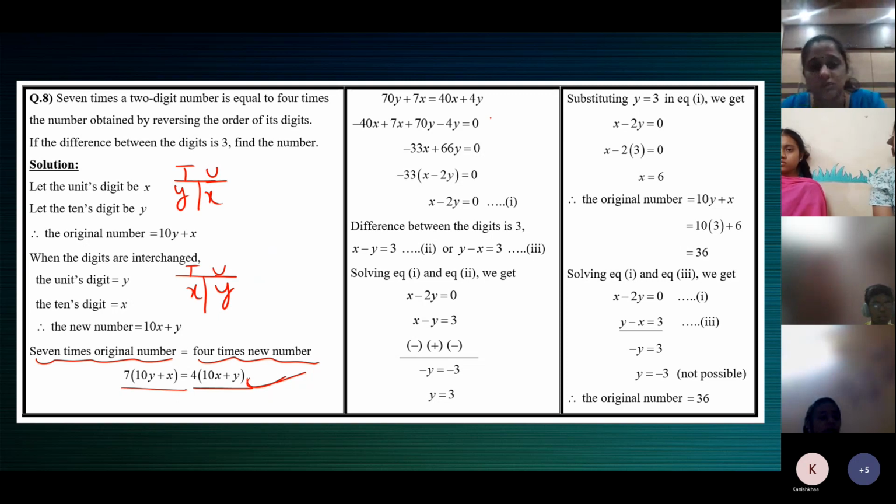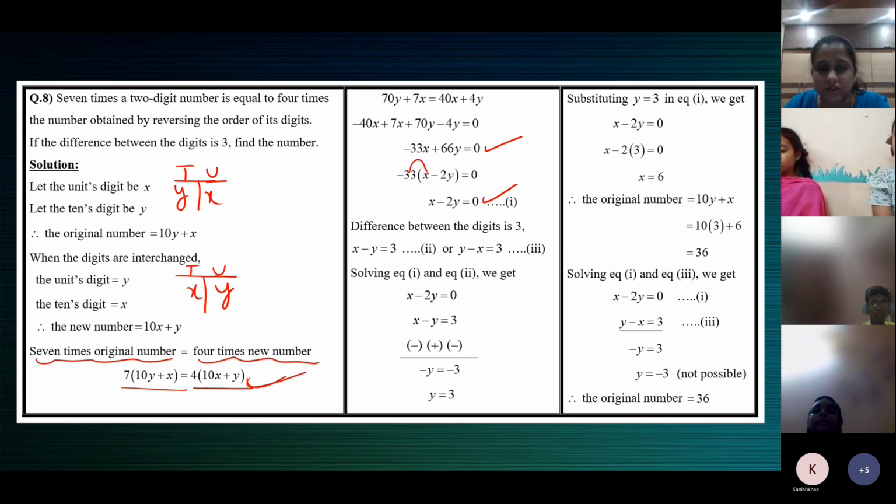So when you open the brackets and work that, you get this equation: x minus 2y is equal to 0. See here, this is what we actually get. You can divide by 33 throughout, 33 or minus 33, that's what is taking common. I've taken minus 33 common.